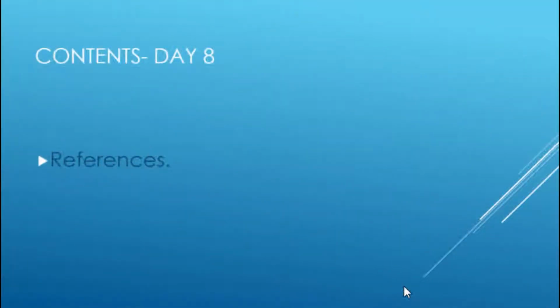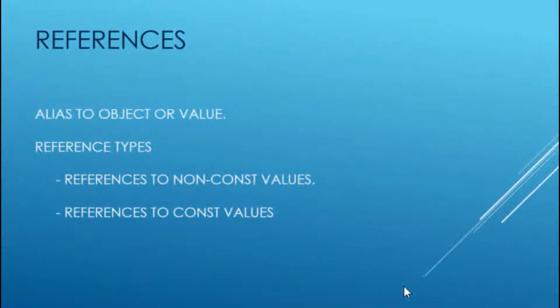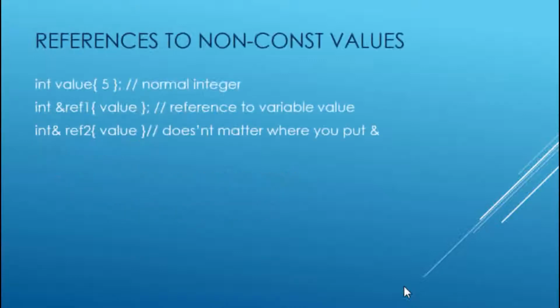So, contents for day 8 are references. A reference is a type of C++ variable that acts as an alias to another object or value. There are two kinds of references in C++. First, reference to non-constant values and second, reference to constant values. Let us see each one of them.